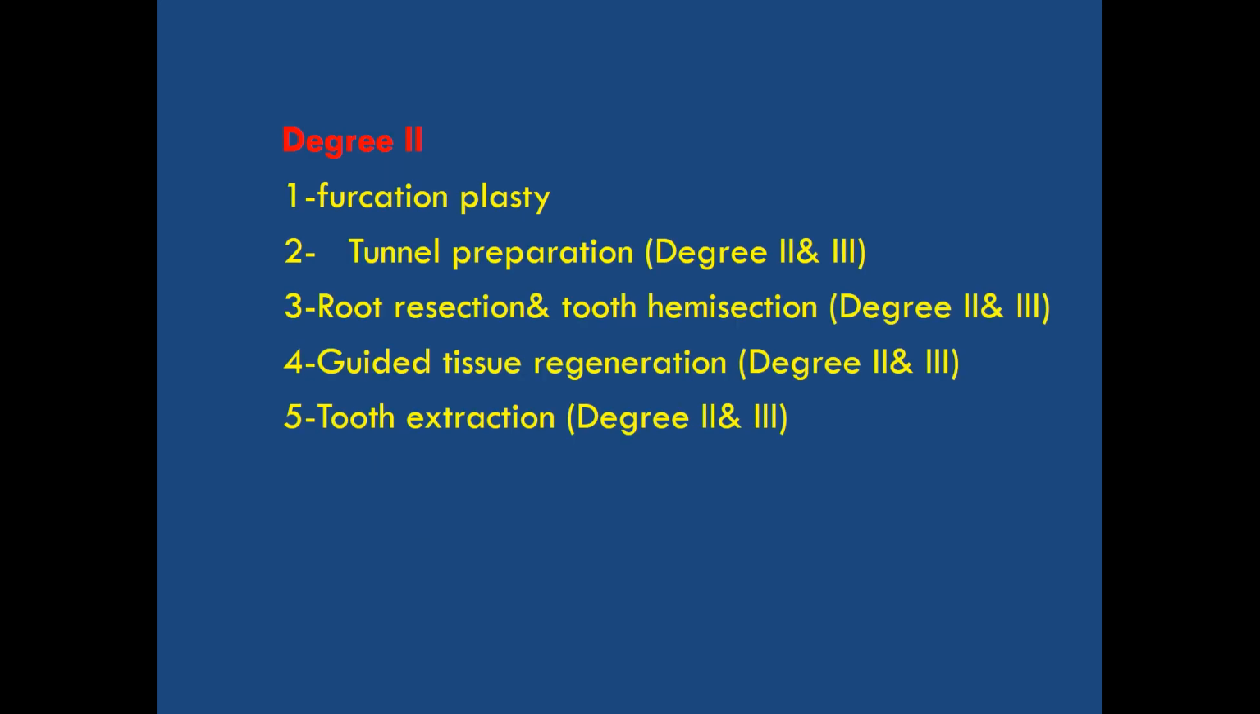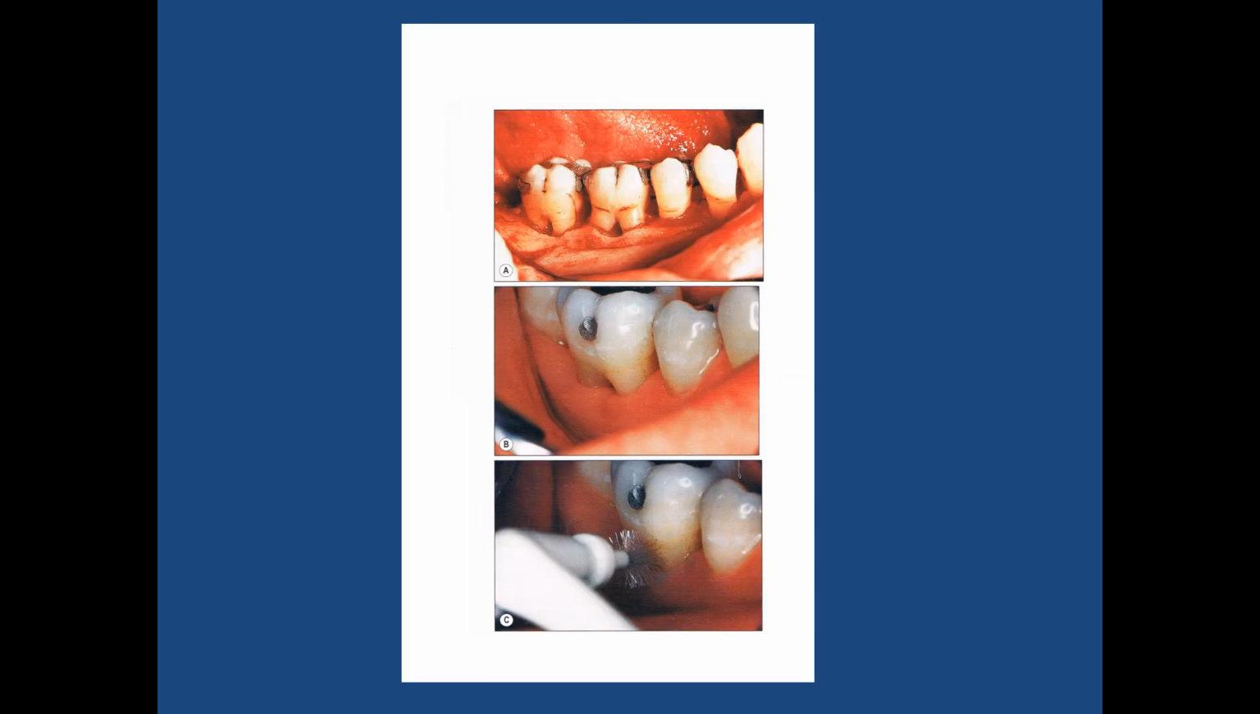Another procedure included in the treatment of degree 2 furcation involvement is the tunnel preparation. The tunnel preparation is a surgical procedure including the surgical exposure of the entire furcation area, and we remove tooth substance and surrounding bone until a spiral toothbrush can be moved easily into the furcation area for plaque removal.